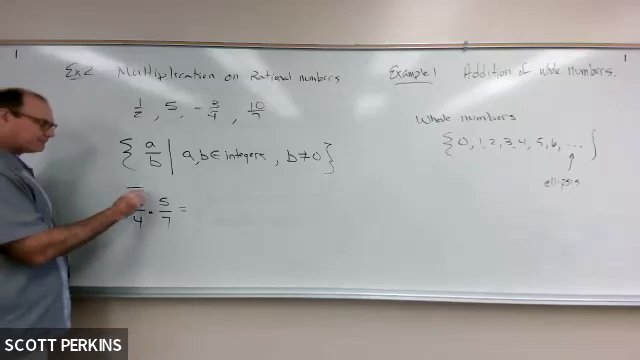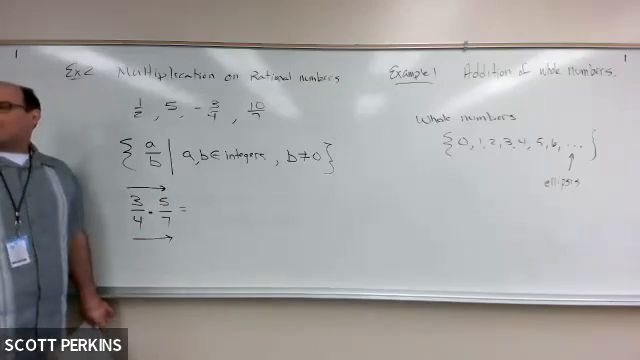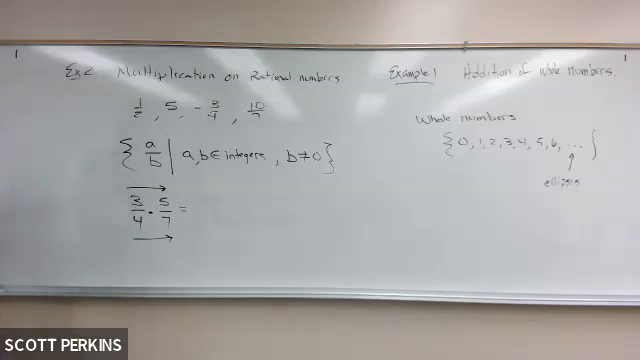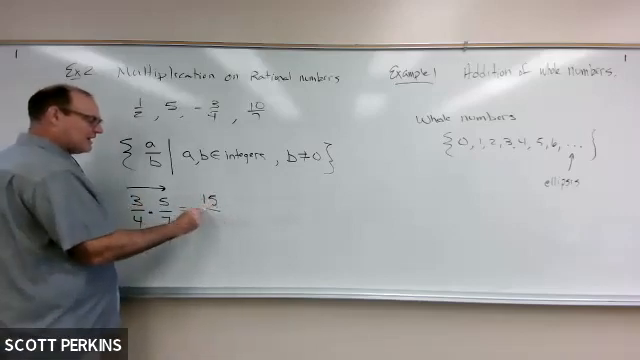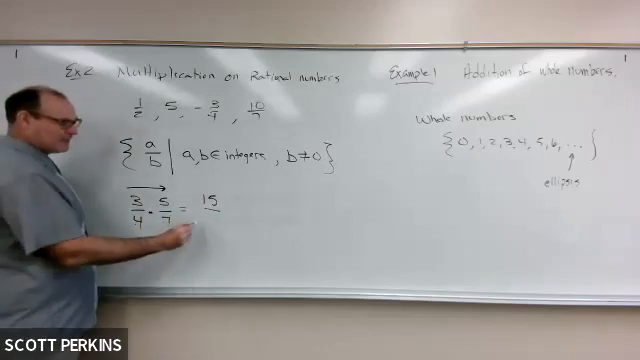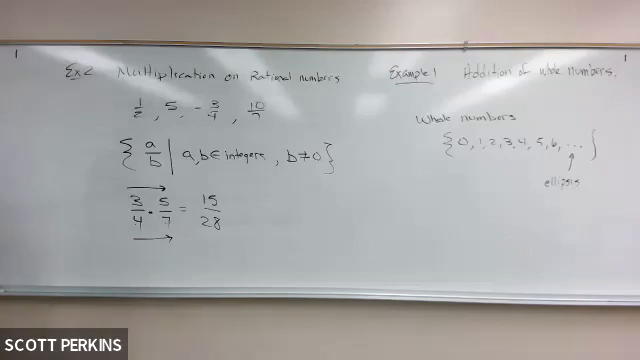But you just go straight across the tops, straight across the bottoms. Multiplication is usually the operation with fractions we can tolerate the most because it's just going straight across. So in the numerator, 3 times 5 is 15. In the denominator, 4 times 7 is 28. And there we go, 15 over 28. That's how you multiply fractions.